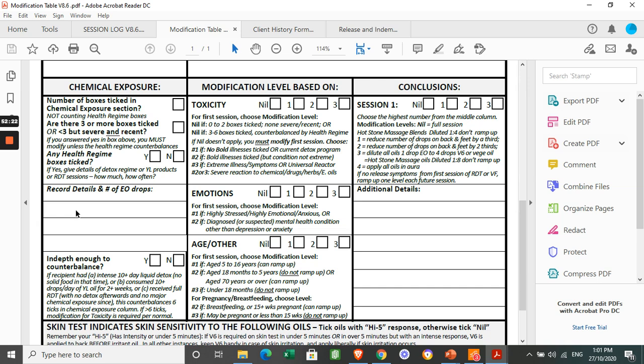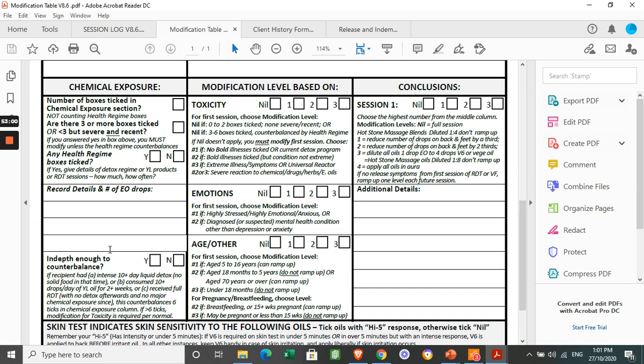This doesn't give you double the numbers, okay? 8 ticks in a chemical exposure column, regardless of how many of the health regime aspects they have done, will only ever counterbalance for 6 ticks. Now, even with saying that she had a full raindrop, and yes, it's in depth enough to counterbalance, we still would have 2 ticks potentially left over. So it's actually not enough to counterbalance because she has more ticks than the number 6.